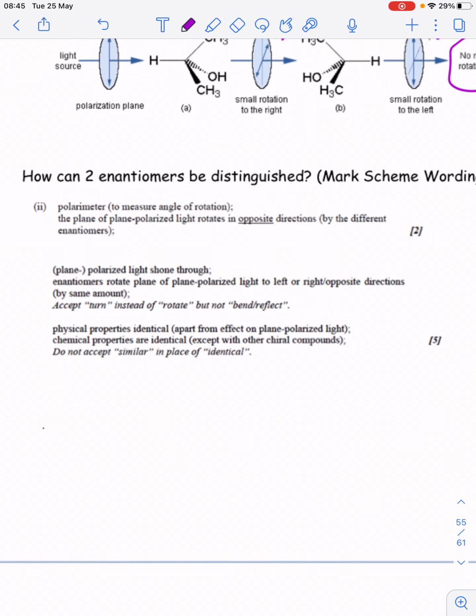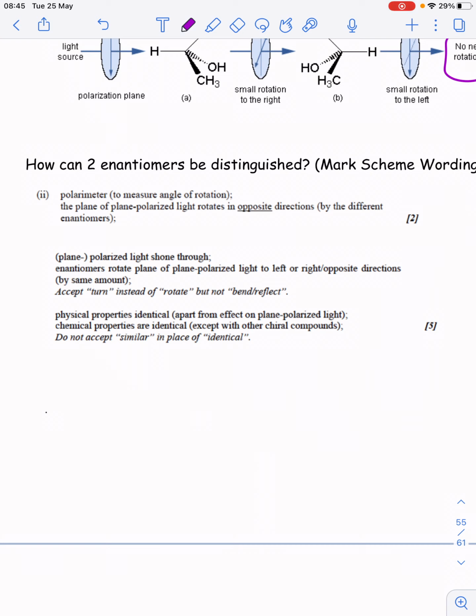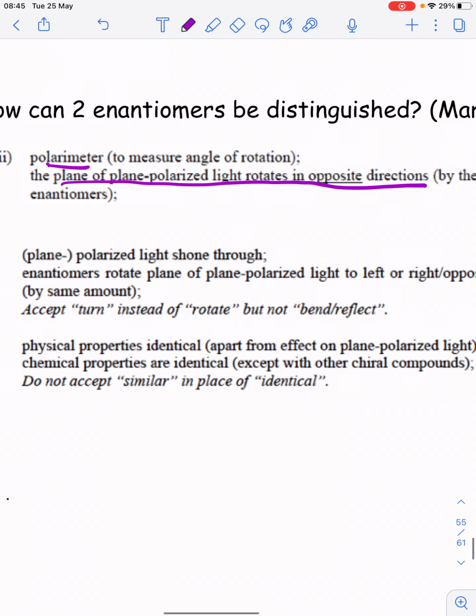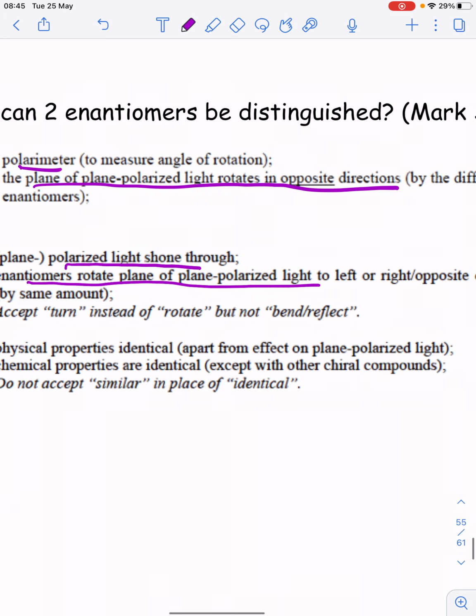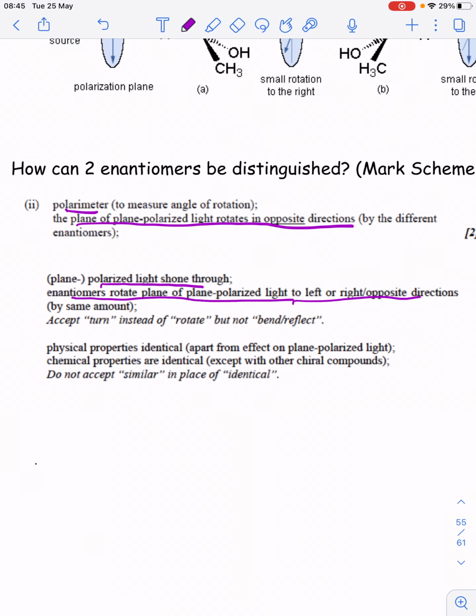So these are some mark schemes that give you how two enantiomers can be distinguished. You can see that you can have a simple answer like a polarimeter. That's the name of the machine, and the plane polarized light rotates in opposite directions is pretty much a good enough answer for how do you distinguish enantiomers. Again, the next one down, polarized light shown through. Enantiomers rotate the plane of polarized light left or right or in opposite directions by the same amount.